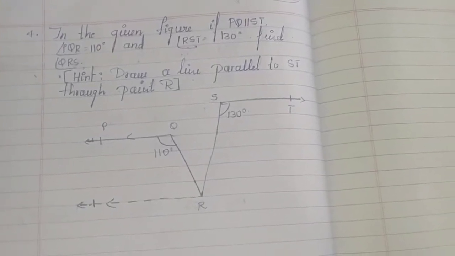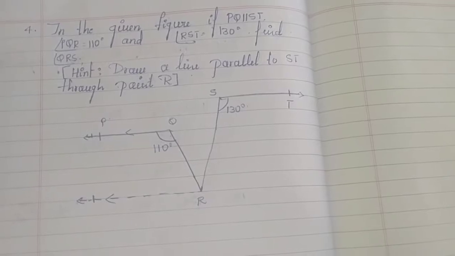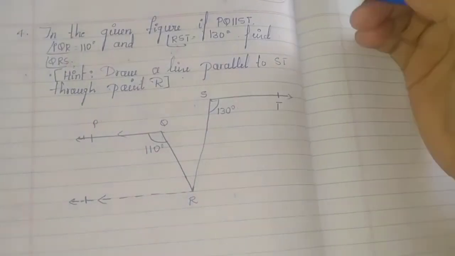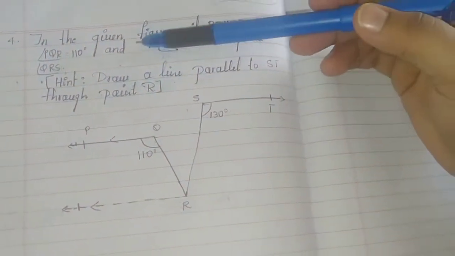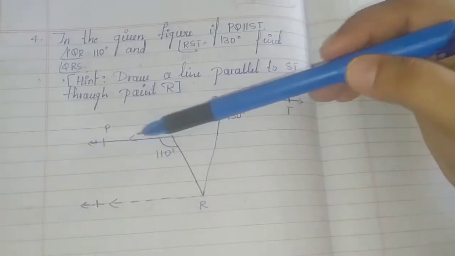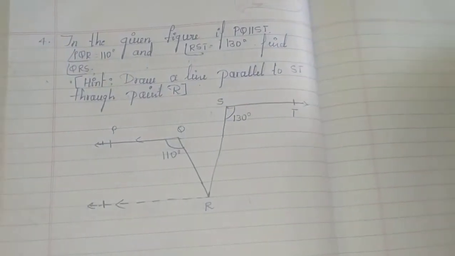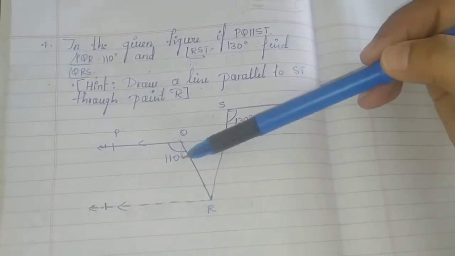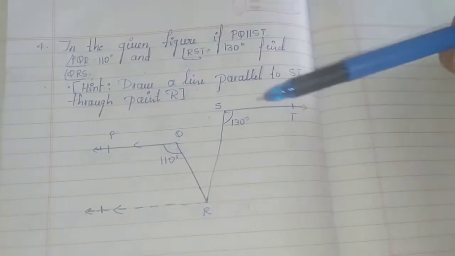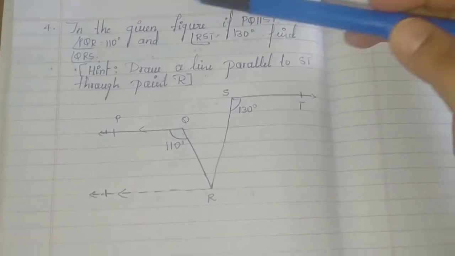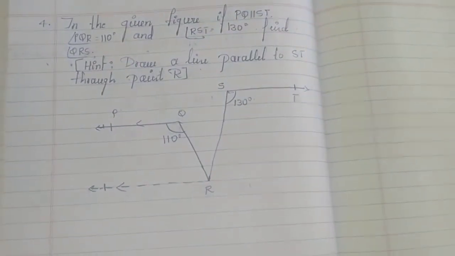In this video, we'll move on to the next questions from exercise 3.2. So your fourth question from exercise 3.2 is: in the given figure, if PQ is parallel to ST, angle PQR is equal to 110 degrees and angle RST is equal to 130 degrees. So you have to find the angle QRS.